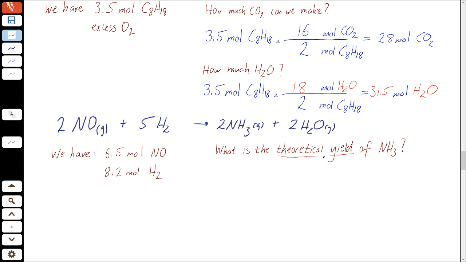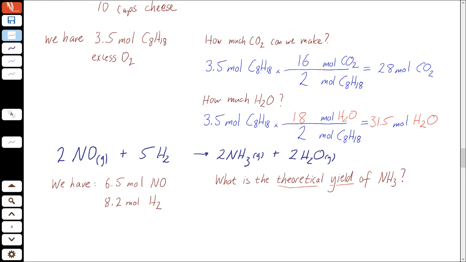Now in the previous example, that was a little bit easier because we knew what number to start with. We could say, all right, we got 3.5 moles of octane. All we have to do is set up this ratio and then calculate the product based on that ratio. Now we're given amounts of both reactants. Why does that make it trickier? Why does having both reactants cause problems?